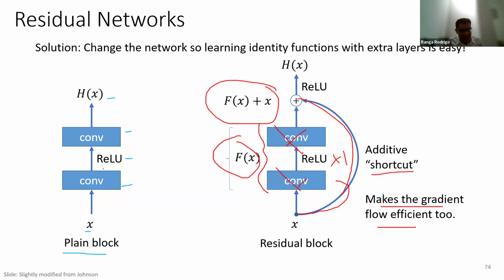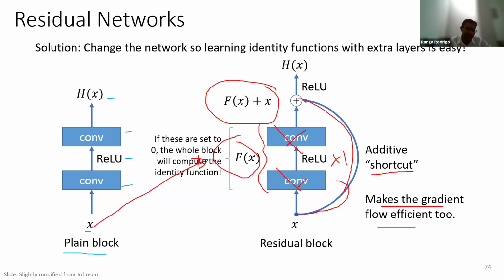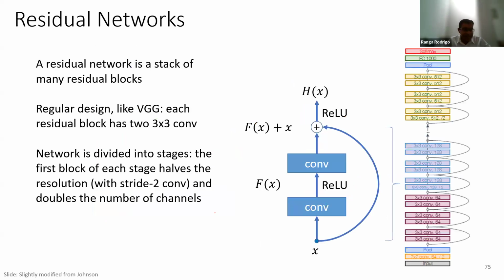So you can see it is a residual, this part captures the residual. That's why they are called residual networks. It's a beautiful concept. If these are set to 0, the block will compute the identity function. So with this residual connection, they were able to get very deep networks.